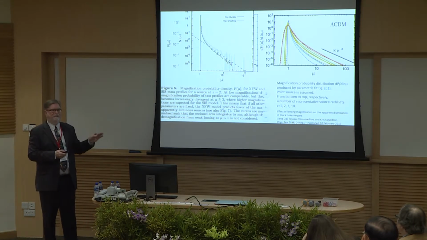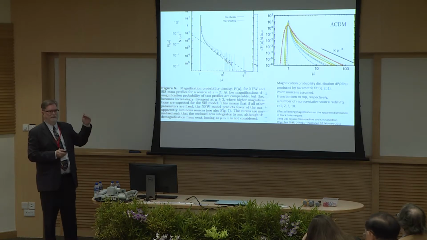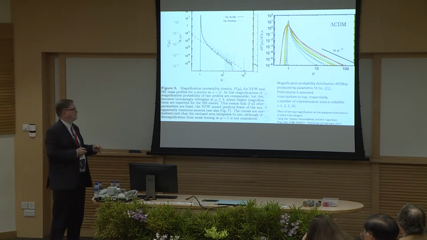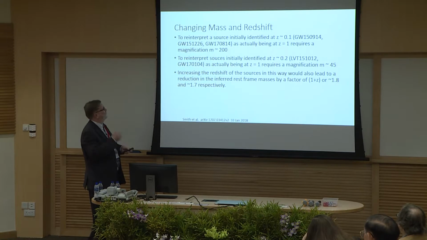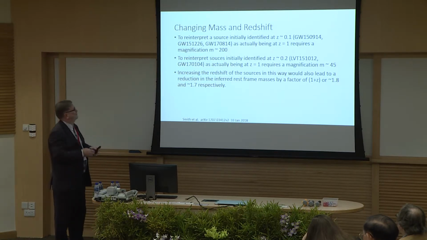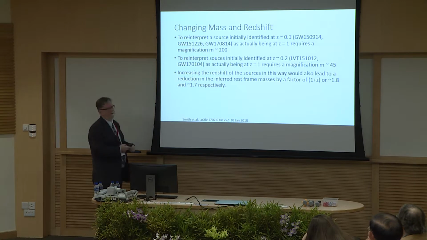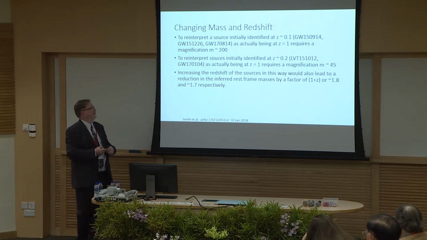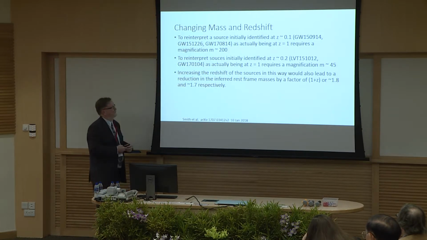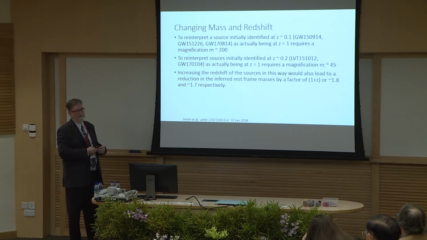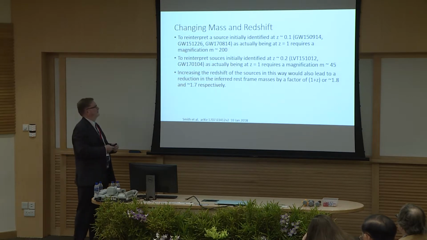But we are not picking these events at random. We're picking these events based on the fact that their strain observed is very high. Okay, so if you look at these first events at a redshift of 0.1, if we want them to be at a redshift of about 1, we need a magnification of about 200 for those particular events. If we want to take the guys that are roughly at 0.2 and put them at z equals 1, we need a magnification of about 45. So that's the kind of scaling we have to do.